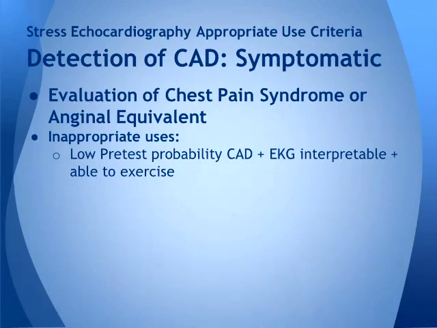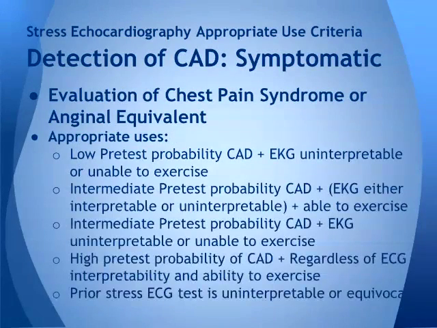Let me first point out this. So this is evaluation of a chest pain syndrome. This is somebody you see in your office with chest pain, right? And they've got an intermediate pretest, or they've got a low pretest probability. Those patients, it's inappropriate to get a stress echo on them.